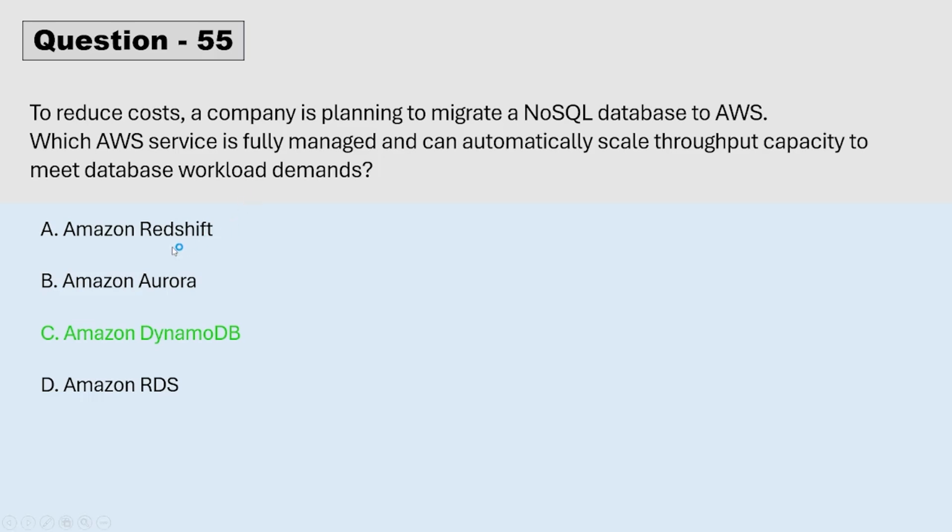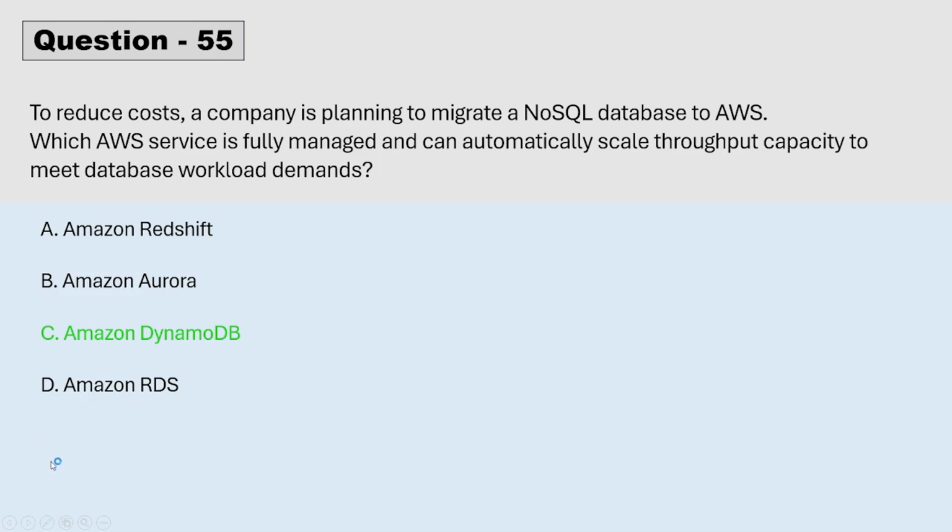And what about Amazon Redshift? Amazon Redshift is a fully managed data warehouse service, but it is not a NoSQL database. Right? The question is asking about NoSQL, right? So this is not the correct option. Now Amazon Aurora. Amazon Aurora is a fully managed relational database service. While it offers automatic scaling, it may not be an optimal choice for NoSQL. So this is also not correct.